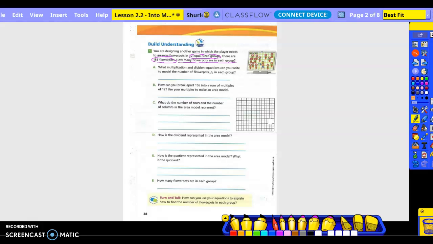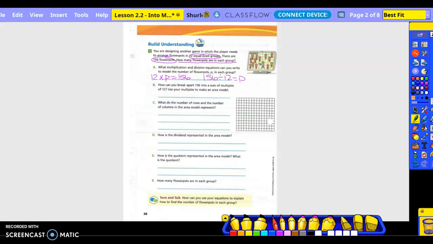What multiplication and division equations can you write to model the number of flower pots? And they're labeling the flower pots in this situation as P in each group. So our multiplication one would be what? 12 times P equals 156. What would our division problem be? Or let's do 156 divided by 12 equals P for the number of flower pots.